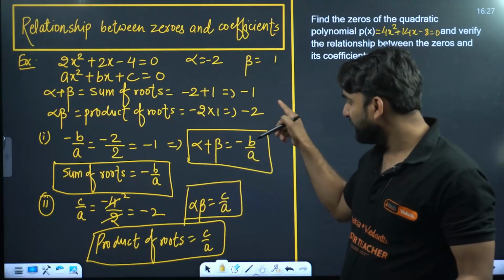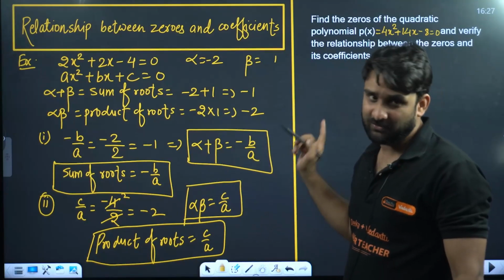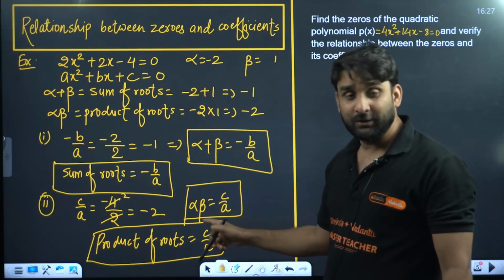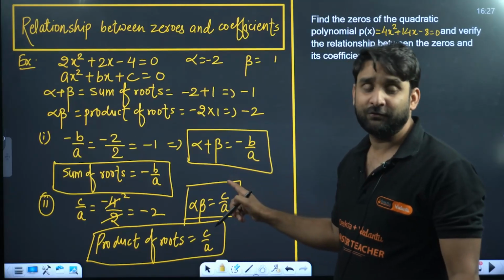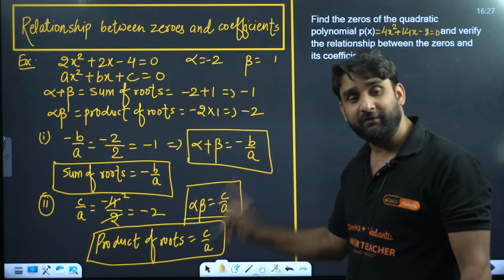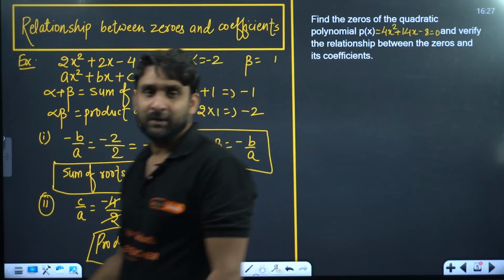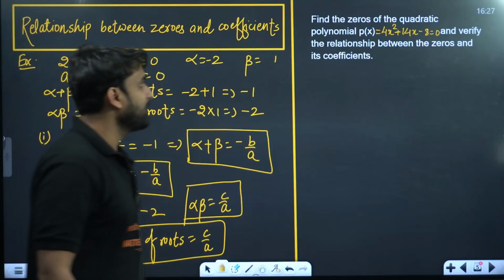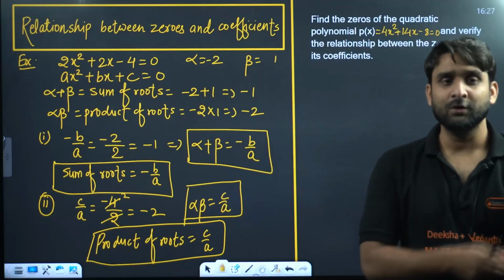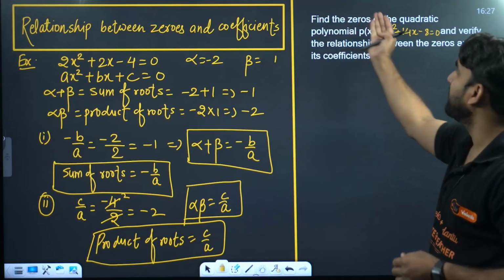Alpha plus beta always gives you the value which is equal to minus b by a, and the product of roots will give you the value equivalent to c by a. Please write it down. Okay, so to verify this, I have one more question here.